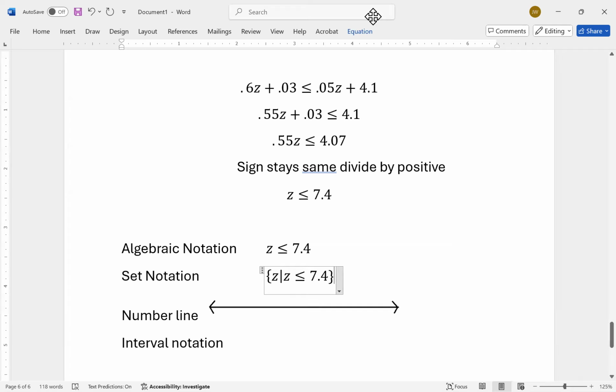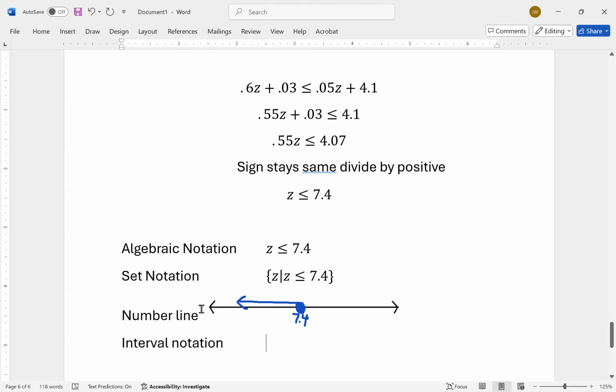On a number line, we'd mark 7.4 at some point on our number line, and then we'd make a closed circle. So fill that in. We're making a closed circle because we have the equality symbol. And since z is less than or equal to 7.4, that means my arrow is going to point left. We can see the interval notation pretty clearly once the number line is up.